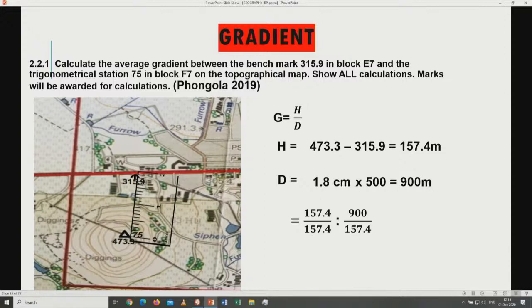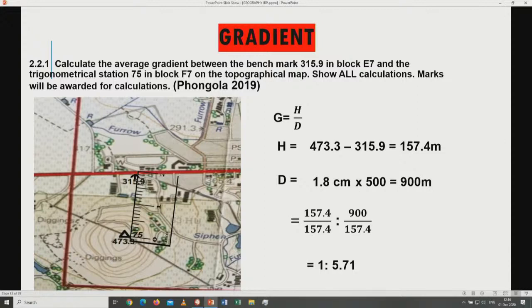You get me, grade 12? You must always divide the height by height and then you divide the distance by height also. That is why here we have 157.4 over 157.4, and then we have 900 over 157.4, and then our final answer will be 1:5.71. That is how you calculate your gradient.